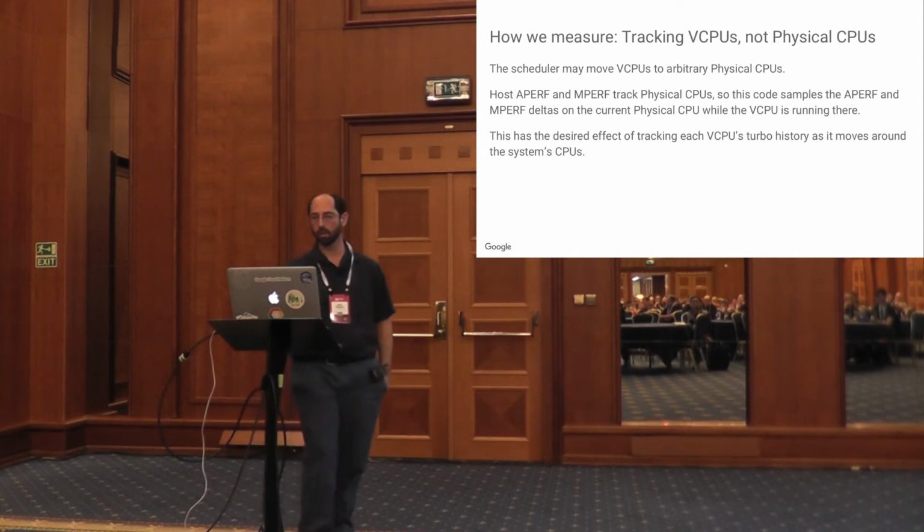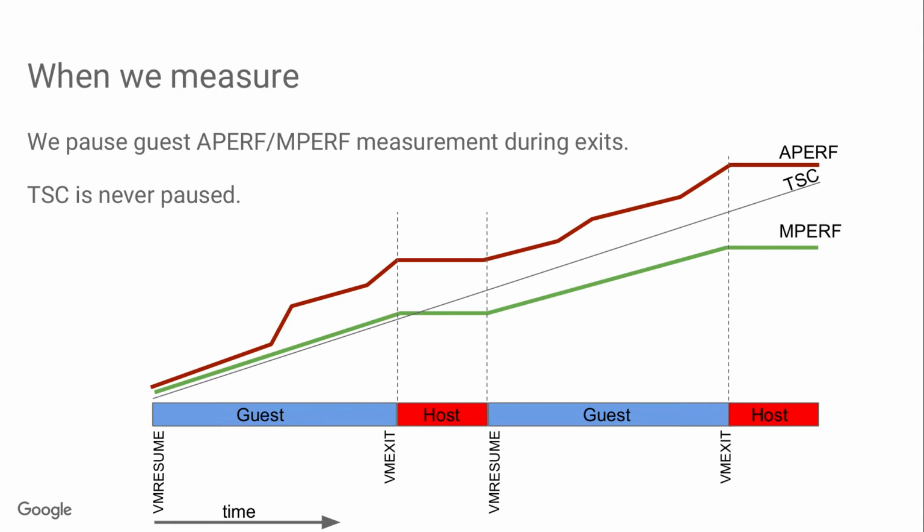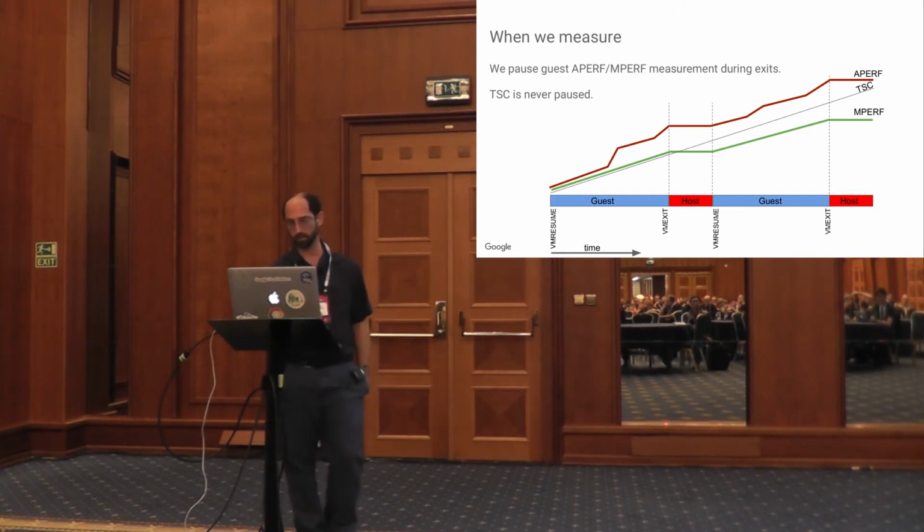That gives me the effect of tracking the vCPU's turbo history in a consistent fashion as it moves around the whole system. And so to describe the APerf and MPerf a little bit better, time goes to the right on this. Guest is the blue and host is the red pieces of time. So TSC, as seen by the guest, always increases because it's needed as a time source. MPerf increases when the guest is running and freezes when the host is in effect.